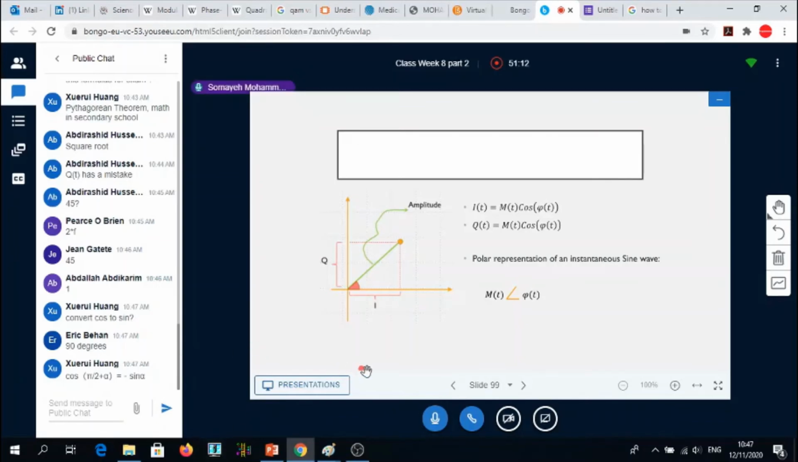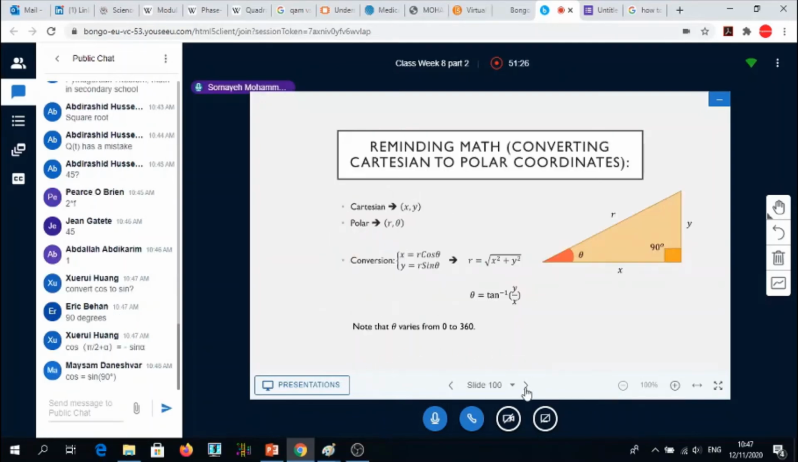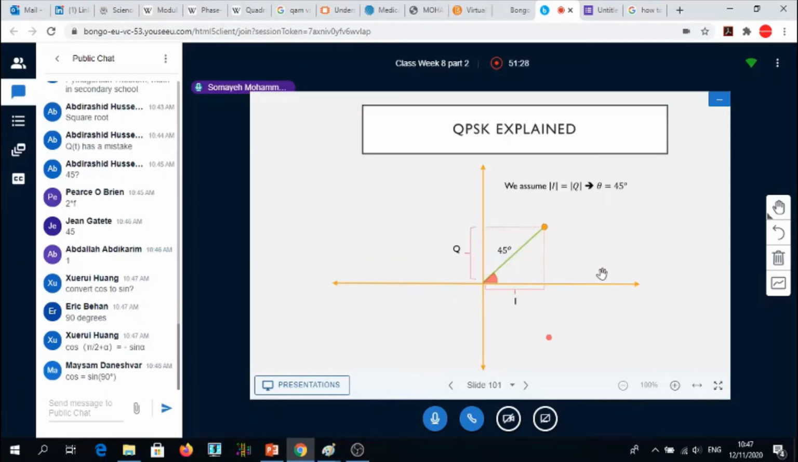So that means that if I have one oscillator that is generating my cosine, if I have a shift in the phase, I can have another signal generated. That helps us to generate QAM and QPSK signal.